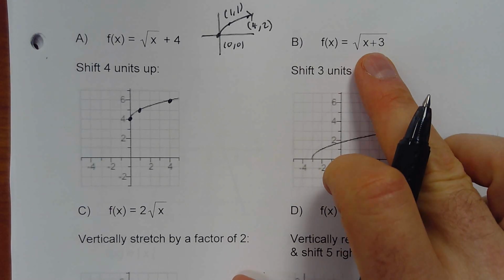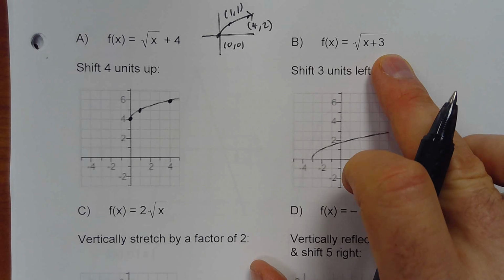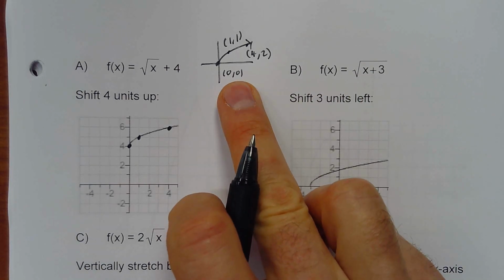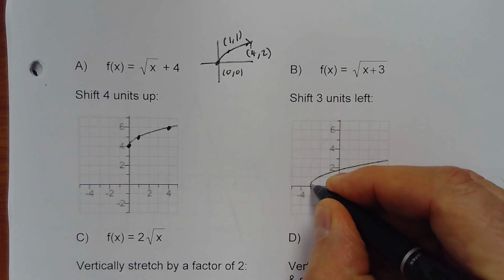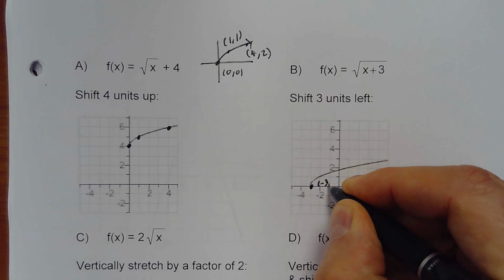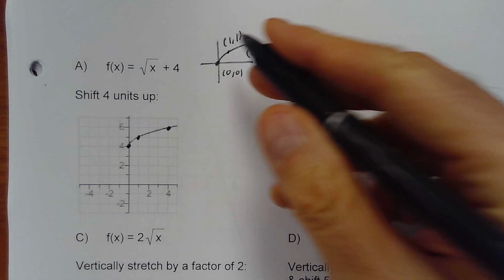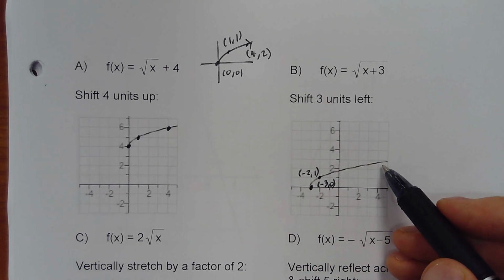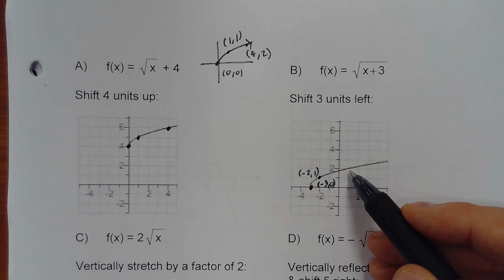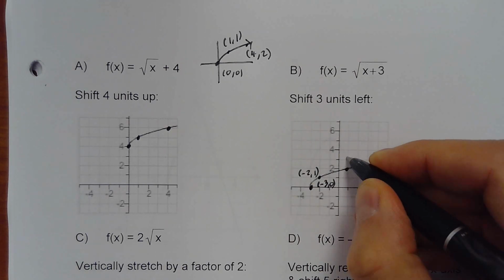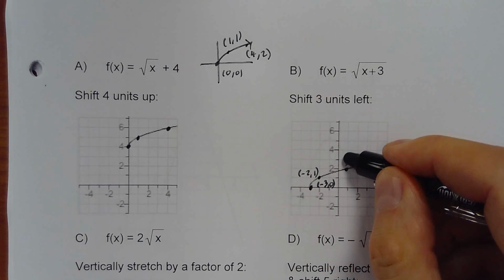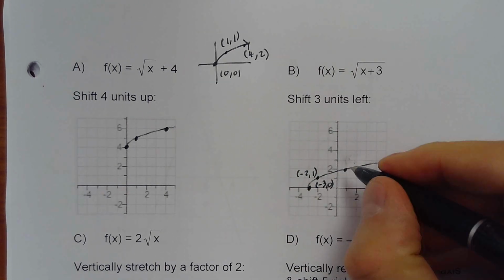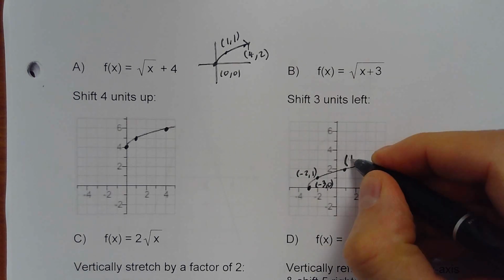If the 3 here is underneath the square root, that's a horizontal shift in the opposite direction. So that's going to shift 3 units to the left. So 0, 0 gets shifted to negative 3, comma 0. 1, comma 1 gets shifted to negative 2, comma 1. And then 4, comma 2 gets shifted to 1, comma 2. So you have to be very careful. You have to watch where those numbers are at.